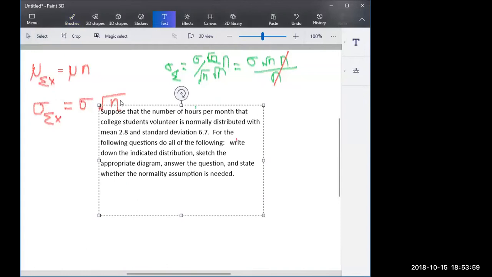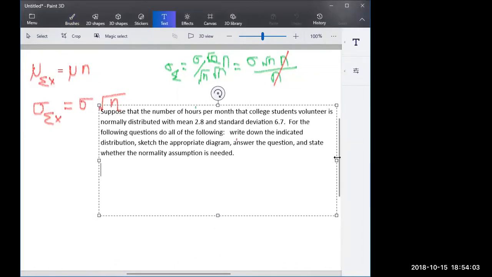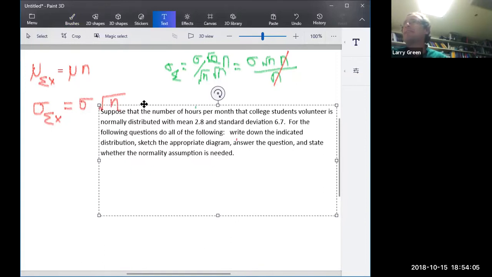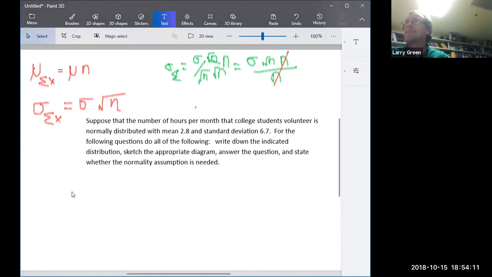You type pretty fast, Dr. Green. What's that? You type really fast. That part? No, I'm copying and pasting. Oh, okay. I'm a fast typist, but this is copy and pasting. And I got one more piece to copy and paste.